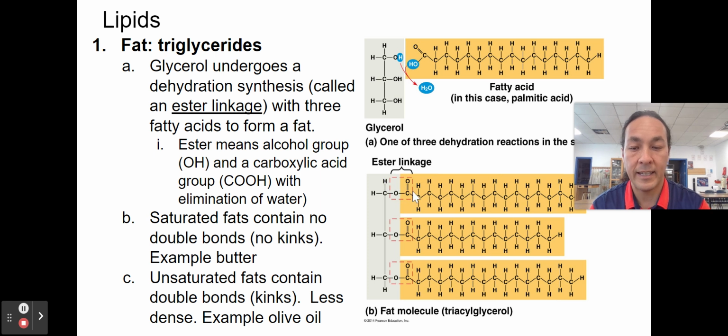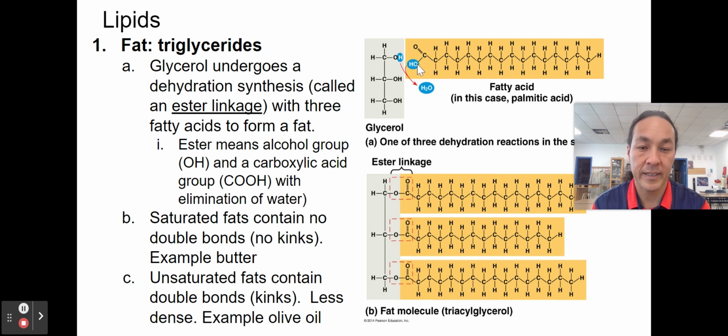This is called an ester linkage. So you remove the OH and you remove the H, and then you're able to bond these two together. And this makes a fat molecule. If there is no double bonds, then that is called a saturated fat. And at room temperature, that will be a solid, such as butter. If there is a double bond, which will come up on the next slide, then that is an unsaturated fat, and that will be like oil.